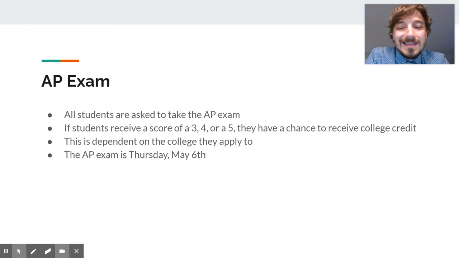Now, for the AP exam, which is why students are taking this course, all students are asked to take the AP exam this year. So if you're in the class, everyone is going to take it. The goal is for students to receive a 3, 4, or 5 on the exam, and that gives them a chance to receive college credit. However, it does depend on the college they apply to. Some schools accept a 3, some a 4, and some just a 5. This year, the AP US History exam is Thursday, May 6th.